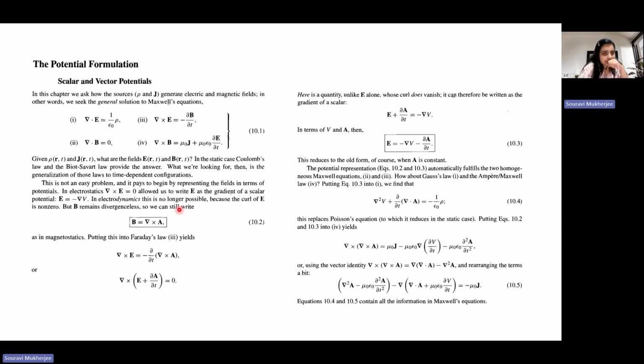Now for this case where you do consider this temporal change, what you see is a new quantity, E plus del A/del t, whose curl goes to 0, right? So E plus del A/del t is equal to minus the gradient of a scalar quantity, and you can choose this quantity to be a potential. So the initial equation for electrostatics was just E equal to minus grad V, but now, because you have these temporal changes coming in, it gets modified to this equation.